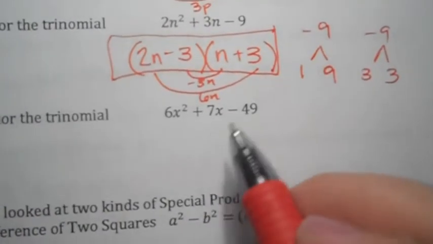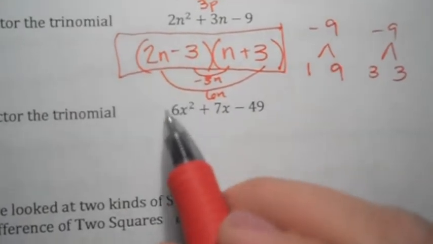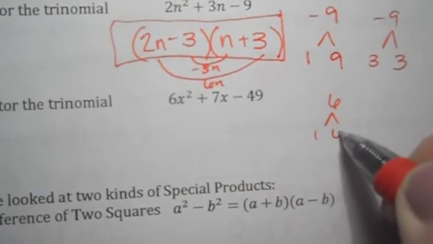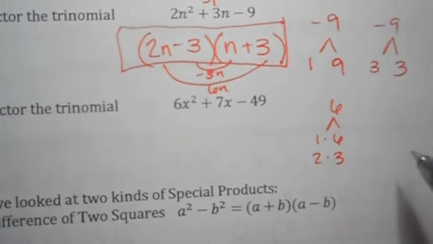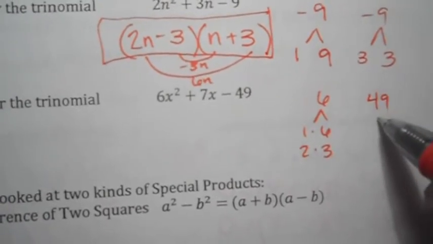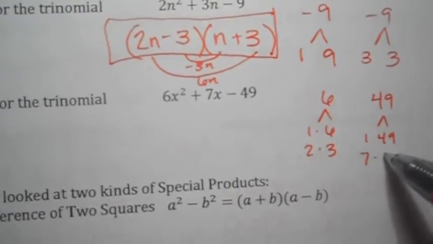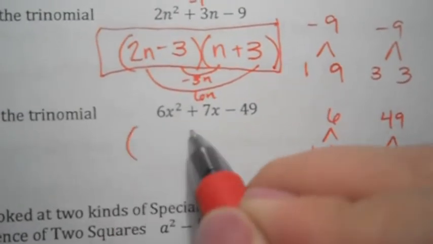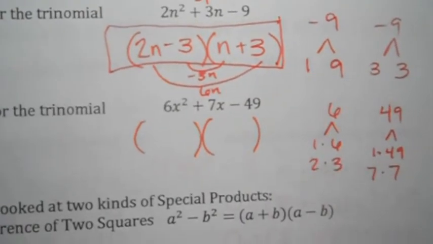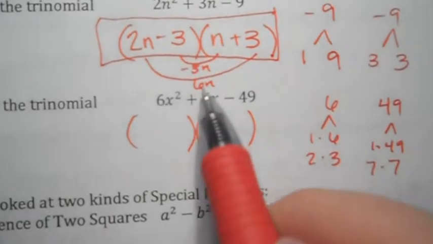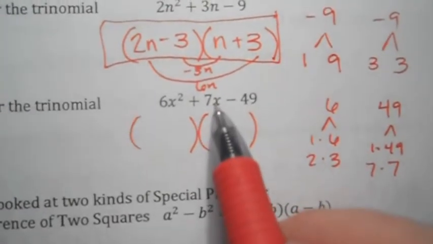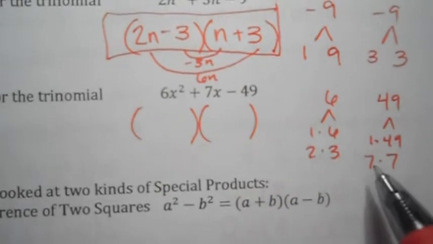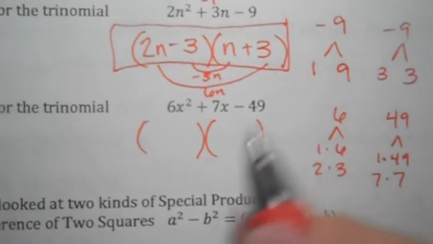6x squared plus 7x minus 49. So this one has two uncertain terms. There's a couple ways to get 6. There's 1 and 6, or 2 times 3. For 49, we have 1 times 49 and 7 times 7. Okay. Let's open up our factor brackets. So we've got this middle term as a 7. That's a hint. We could do guess and check if we wanted, or we can just fill in the last number. Let's try guess and check.